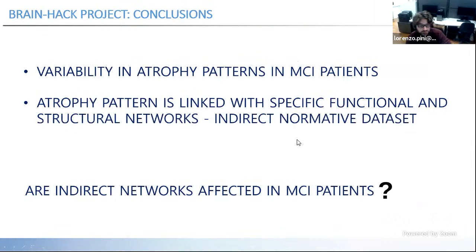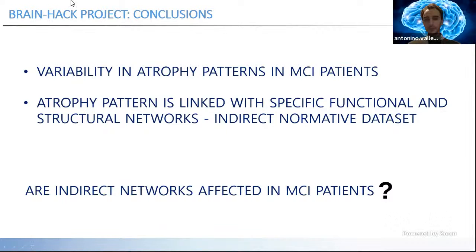So to conclude, we saw that there is variability in the atrophy pattern in MCI patients, as the previous study suggested, and that this atrophy pattern may be linked with specific functional and structural networks using this indirect method. Of course, there is still an open question whether the direct functional and structural networks are affected in MCI, and to answer this question, we should use the data set from these patients. That's all. Thank you.